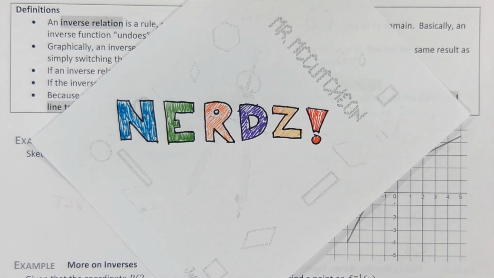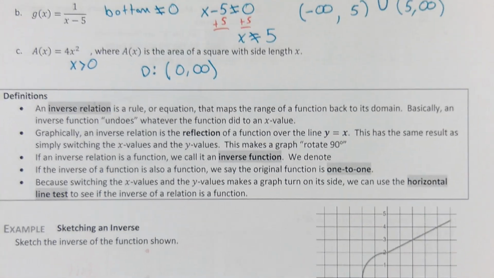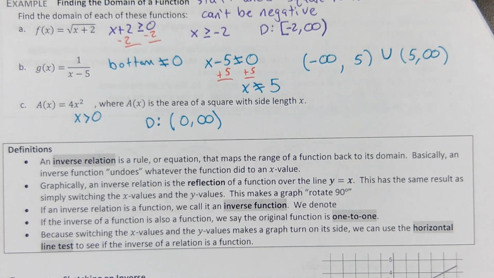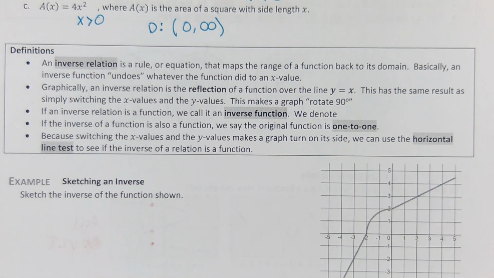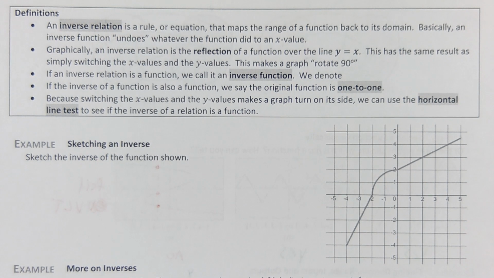We're going to go ahead and tackle the end of lesson 1.1, 1.2 from Algebra 2 Honors. And yesterday we finished up finding domains of functions algebraically. Today we're going to move on to some more things that can be done with functions, more properties of functions. We'll start by talking about inverses.